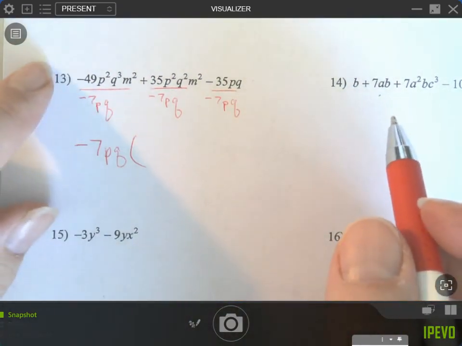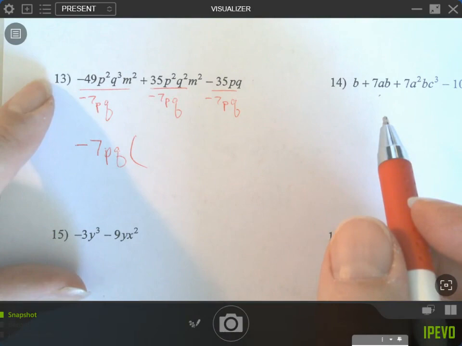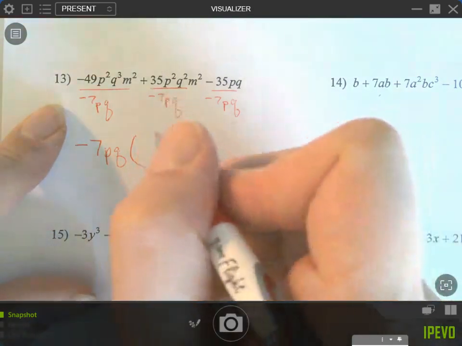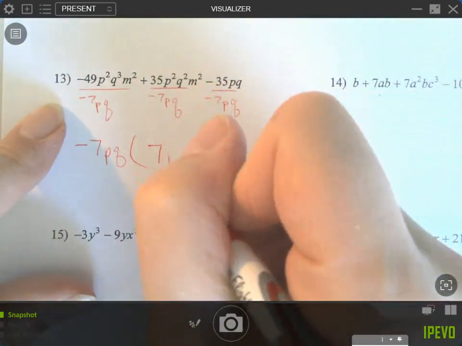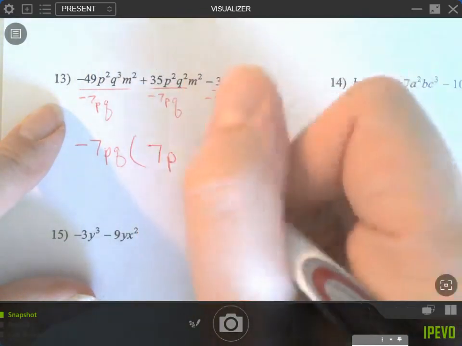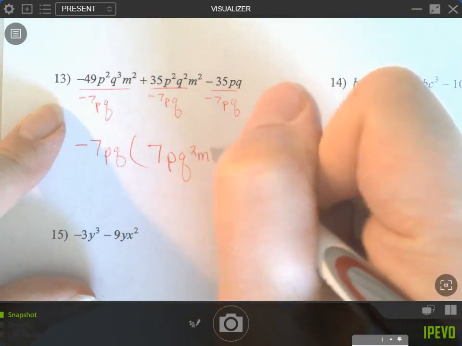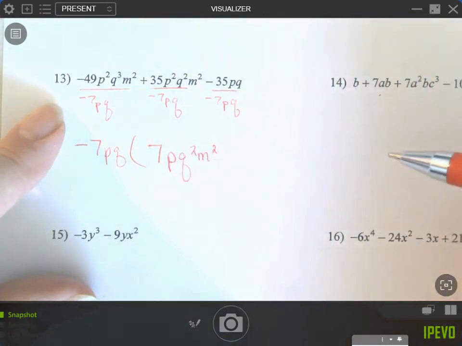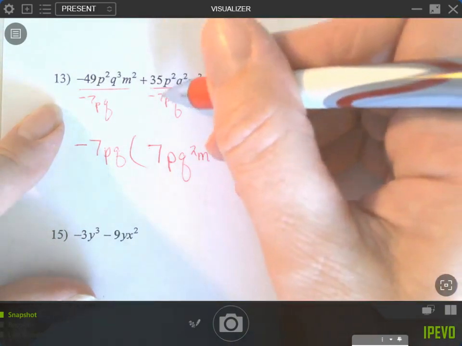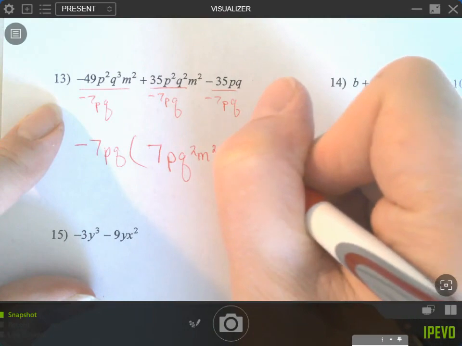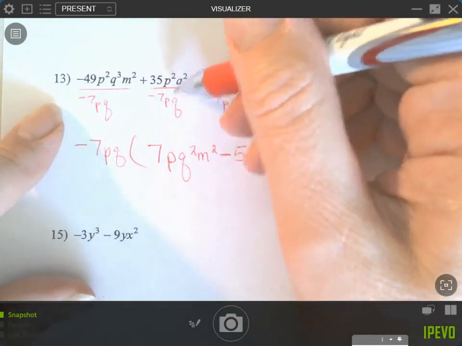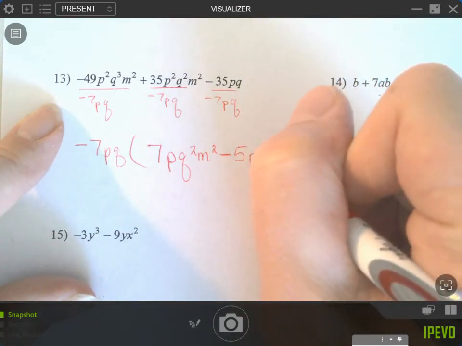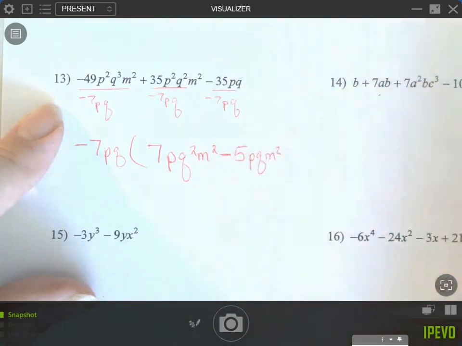What's left? If I divide out by a negative, all my signs flip. So what's negative 49 divided by negative 7? 7. Knock out one of the P's, knock out one of the Q's, and keep your M squared. So 7P, Q squared, M squared. I'm running out of room already. All right, 35 divided by negative 7. But it's going to be a negative 5 if I'm changing the signs, right? Knock out a P, knock out a Q, so I'm left with 1P, 1Q, and M squared.